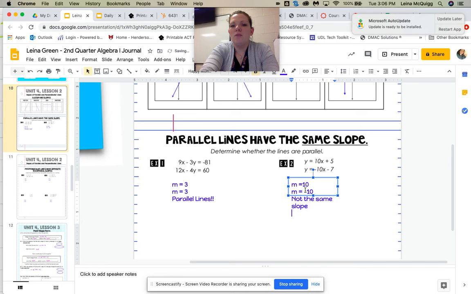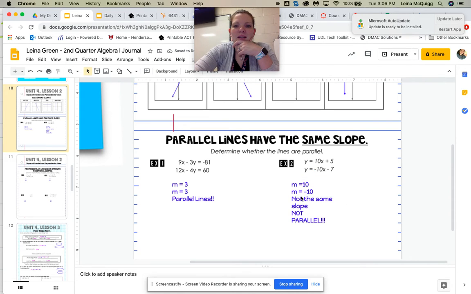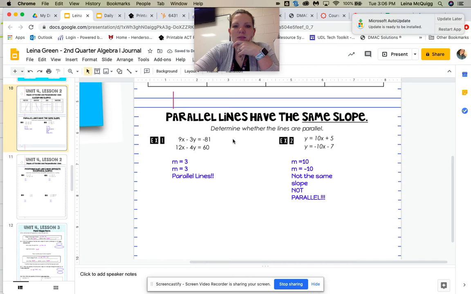Not the same slope, so they are not parallel. Okay. All right. So these two equations we had to solve to get y by itself. We found out they had the same slope. Since the slope is the same, it's parallel. That means they're never going to touch. Okay.